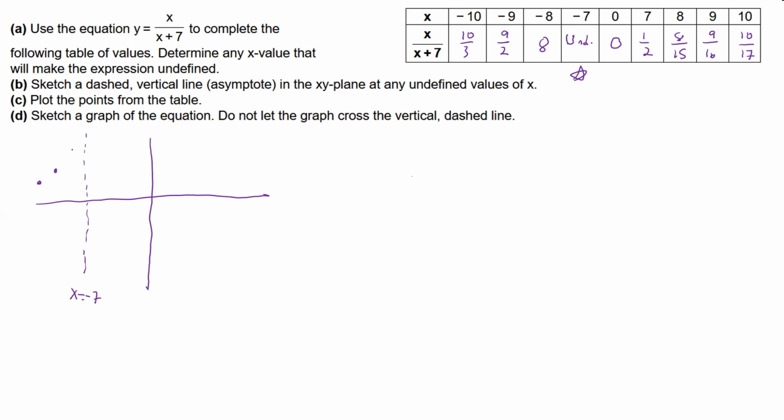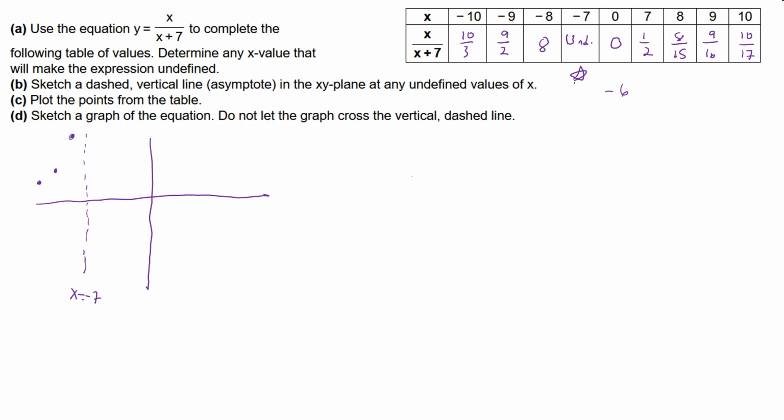Again, it's just a sketch, so we're sketching. Minus 8 is going to be up here. It's going to be higher. Then minus 7's undefined. That's this point. Now, we don't have anything right after that. So let's also look at how about minus 6?